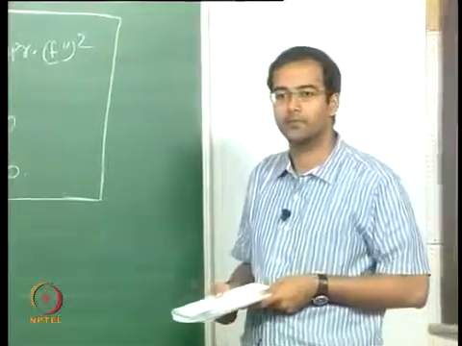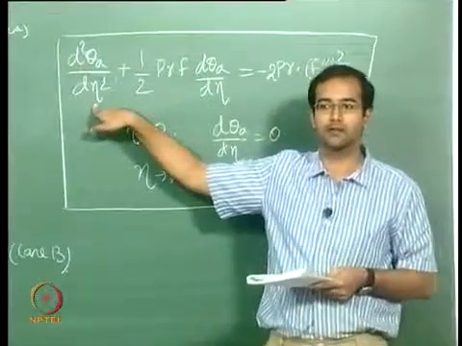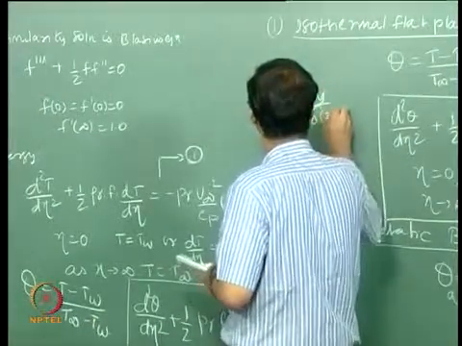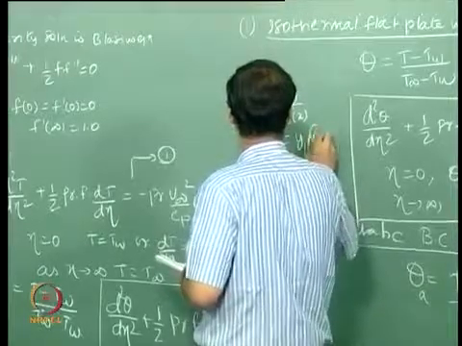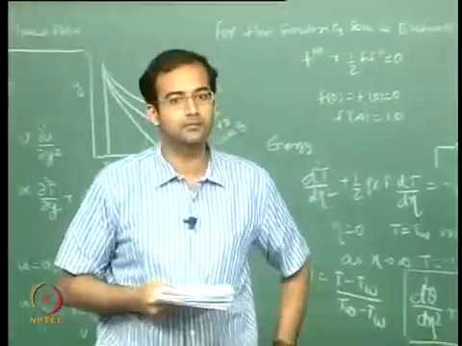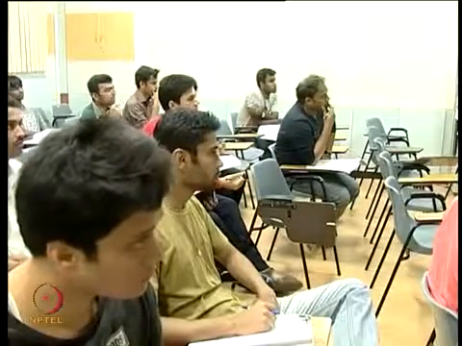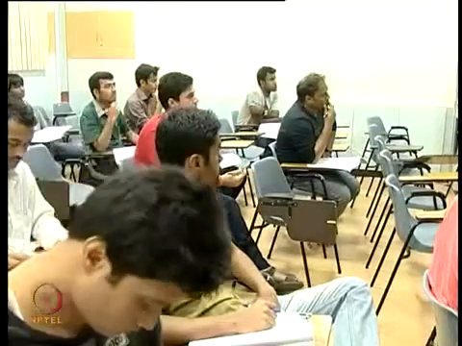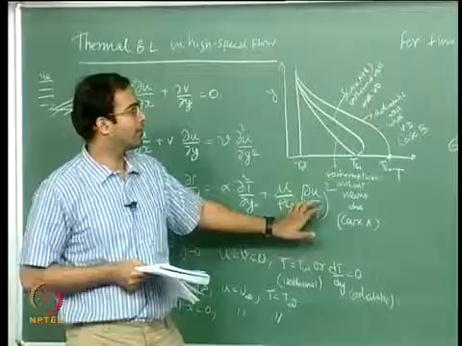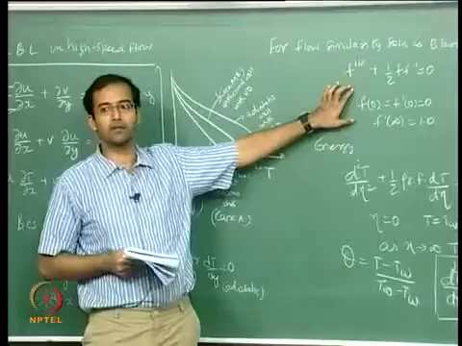Eta is still the same, because the eta here is coming from the flow part. The flow similarity variable is still the same, y by delta, which is y times square root of u infinity by nu x. We can equate this only because in that case we neglect the viscous dissipation? No, this is coming purely from momentum. That has nothing to do with viscous dissipation. Viscous dissipation is affecting only the energy. As I said, the momentum part is still your Blasius equation, so the same similarity variable is put into the energy.